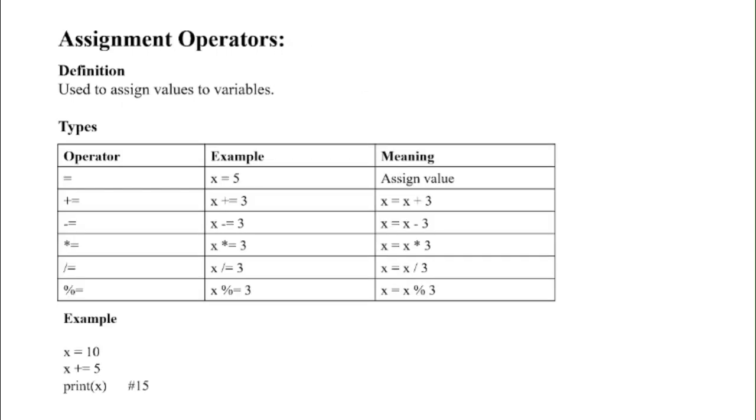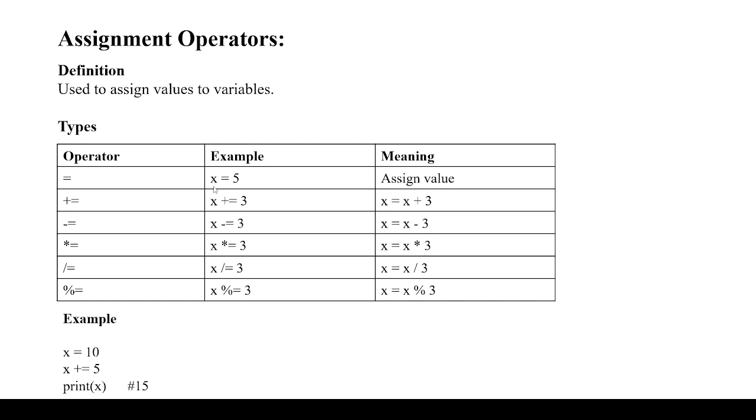Next one is assignment operators. These are used to assign values to variables. They help to store or update data in a variable. Now this is simple. Assign value x equals to 5, then add and assign. It adds a value to the variable and stores the result. Like x plus equals to 3 means it adds 3 to the variable and stores it in the x variable, like that. Next operators are subtract and assign.